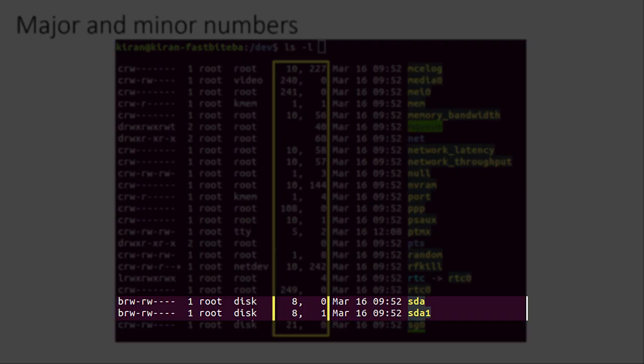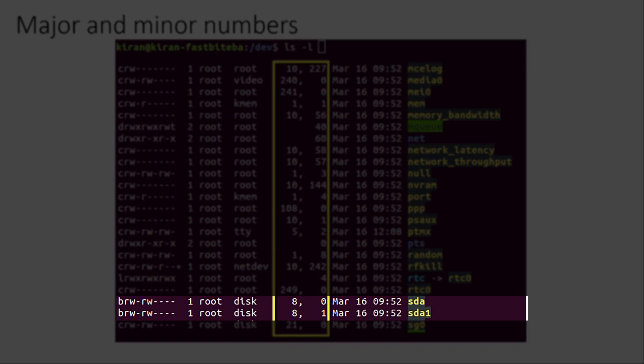And if you see this entry here, there are two device files, SDA and SDA1. SDA1 is a partition of my hard disk. This signifies the hard disk, and this is a partition of the hard disk. The disk partition is of type ext3 or ext4.